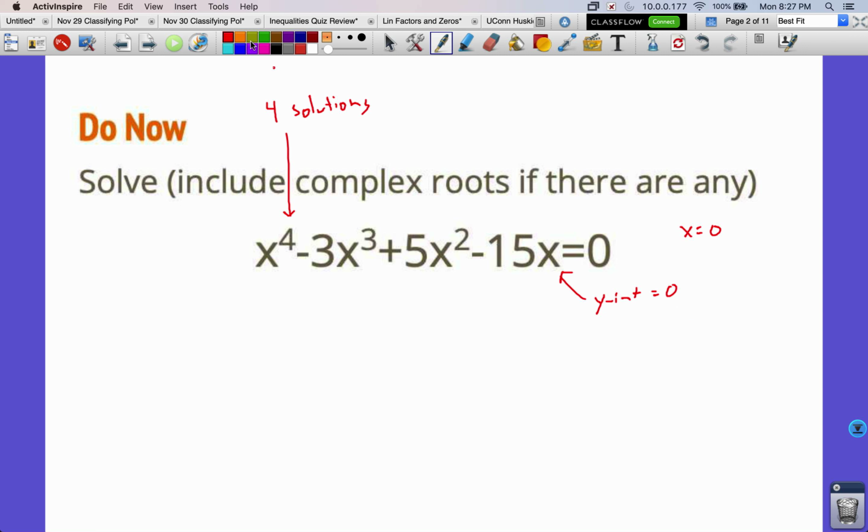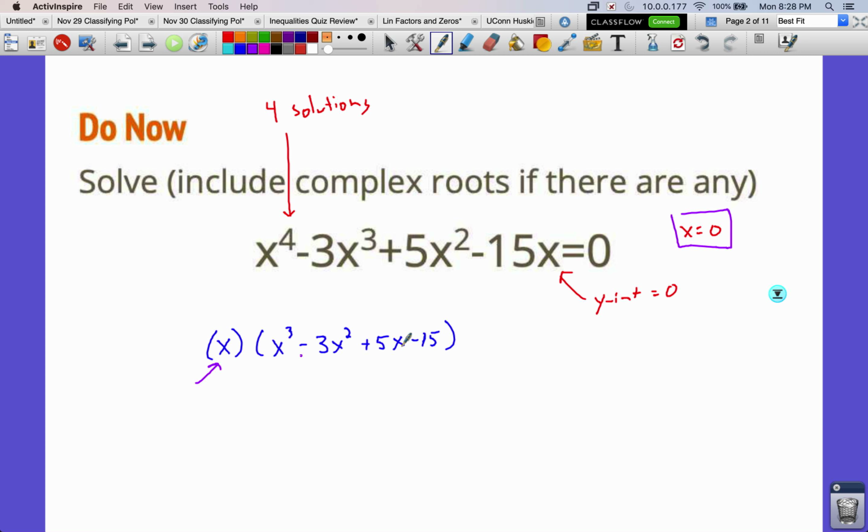Another way to think about this is that I could factor out an x from every single term here. Just take out an x, leaving behind x cubed minus 3x squared plus 5x minus 15. And then the zero product property says that if x is a factor, then 0 must be a root. All right, so 1 down. We've got 1 root, but we're expecting 4 solutions. So now we've got to look at this cubic.